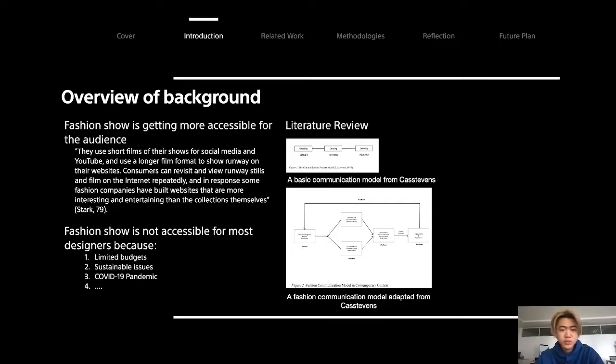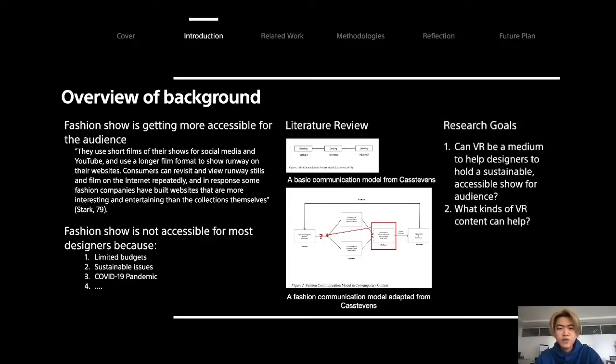However, there are no such medians between the message senders and the channels, which would serve the function of helping designers give a show. As virtual reality is one of the most popular emerging medias which brands have been experimenting with in recent years, I raised the research questions. First, can VR be a median to help designers hold sustainable and accessible shows for the audience? And what kinds of VR content can really help with this purpose?